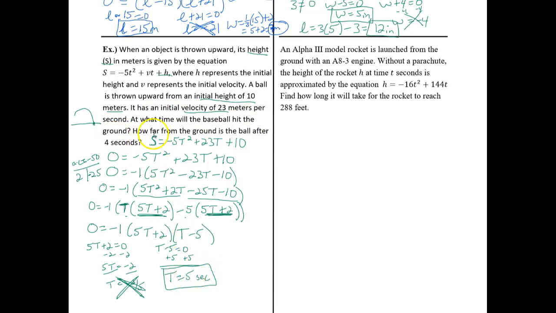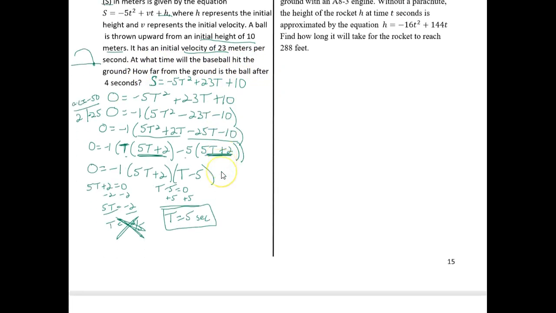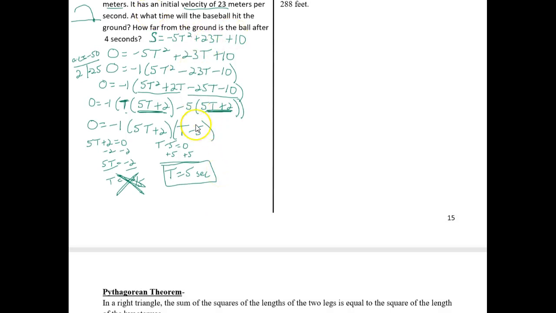Time was 5 seconds. The second question is, how far from the ground is the ball after 4 seconds? So for the second part here, we're plugging in time and we want to know the height. So I would plug in s equals -5, replacing t with 4 seconds. Again, replacing t with 4 seconds. And then following order of operations to simplify. So 4 times 4 would be 16.